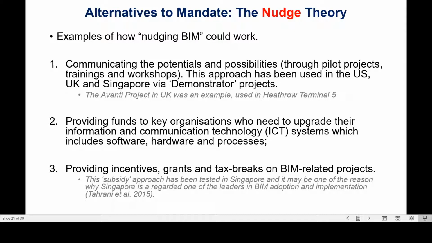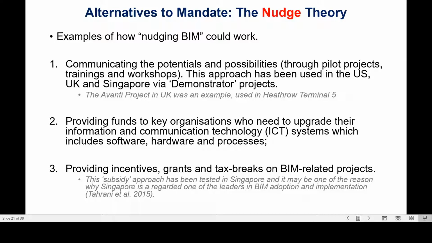Some organizations struggle, for example SMEs who are scraping the bottom of the barrel. Their bottom line is not that great anyway, and now you're asking them to invest in this process, in this technology, in these standards, in this training. It's not going to be easy for them. Okay, so this is one thing you could do to help SMEs, by nudging them towards BIM.